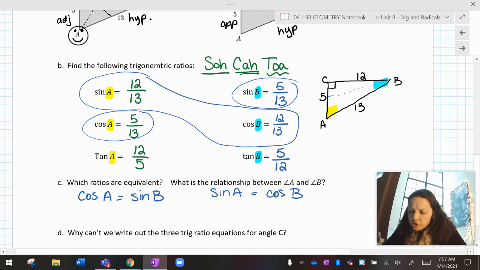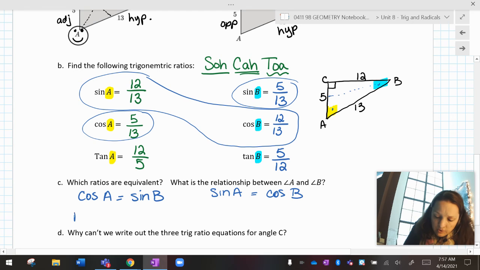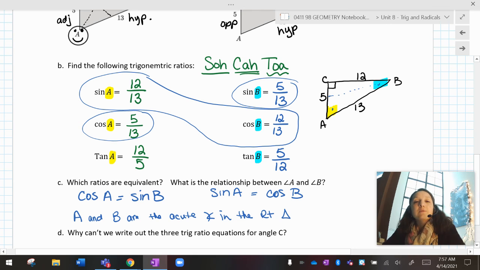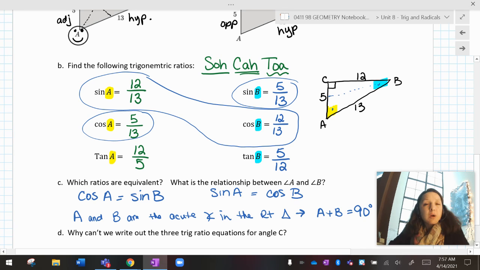And then it says, what's the relationship between A and B? Well, A and B are the two different acute angles in the triangle. So A and B are the acute angles in the right triangle. And in fact, since all the angles in a triangle have to add to 180, that means 90 plus A plus B is 180, which also means that A plus B equals 90. We're going to come back to that.